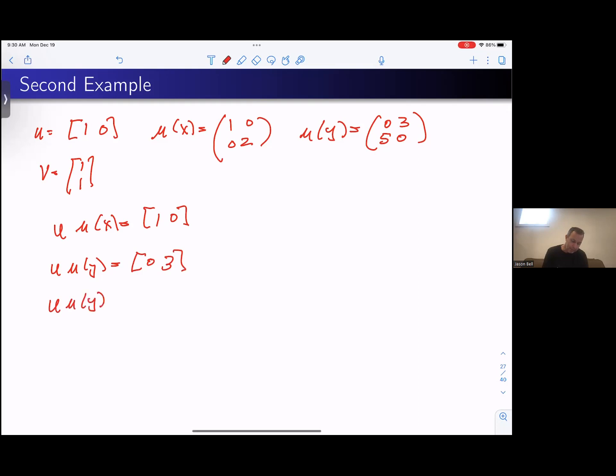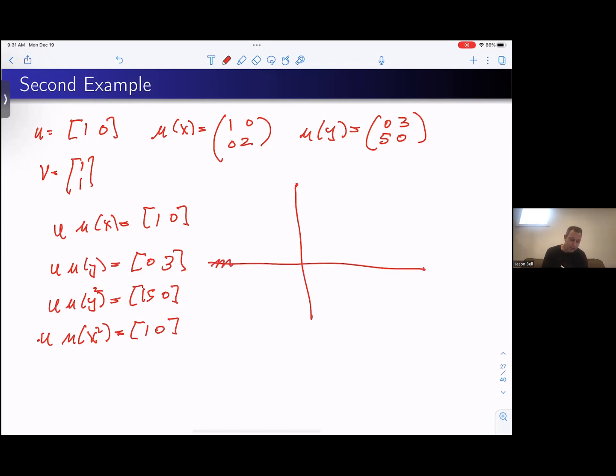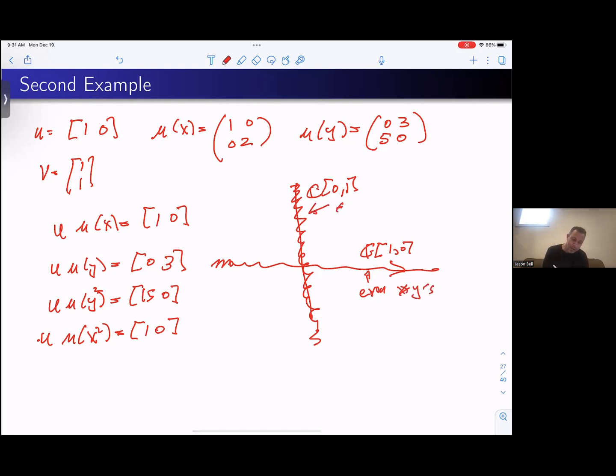And if I look at U times mu of y squared, what am I getting? Now I'm getting 15, 0. And mu of x squared, I guess, is still 1, 0. And what you can see is that if I look at the vectors I get, I'm either always on the x-axis or I'm always on the y-axis. So this is the span of 1, 0. And you can see that I end up here when I have an even number of y's, and I end up here if I have an odd number of y's.